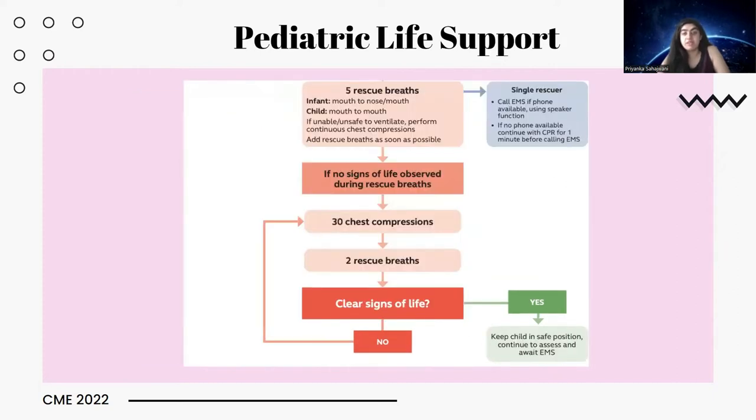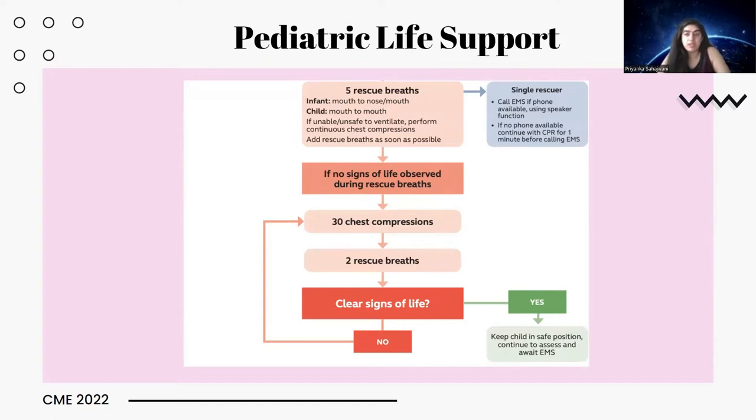So you give 5 rescue breaths. In an infant, you give mouth to nose or mouth to mouth, and in a child, you give mouth to mouth. If unable or unsafe to ventilate, perform continuous chest compressions. Add rescue breaths as needed. If there's a single rescuer, after you've given these 5 rescue breaths, then you will call for the emergency services. And if there's no way that you can call for the emergency services, just continue your CPR for 1 minute at the least before you call them.